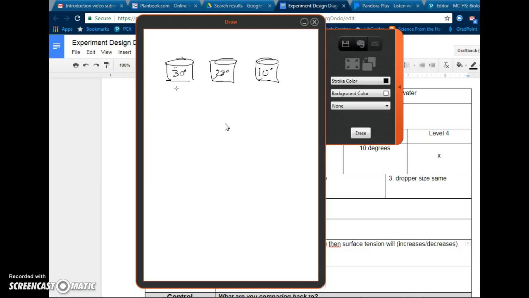Okay, so in your procedure, you're going to let us know how you're going to heat, how you're going to get those temperatures, how you're going to measure them, and so forth. Okay, but when it comes to the actual experiment, we're going to have our pennies. That's Miss Hart's rendition of a penny. Okay, and then we're going to drop those different temperatures of water.